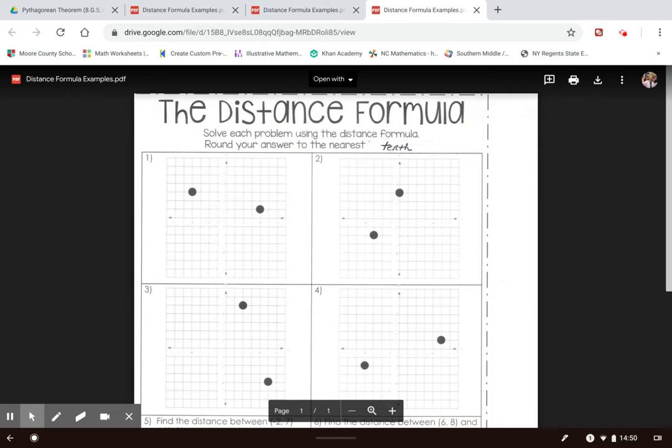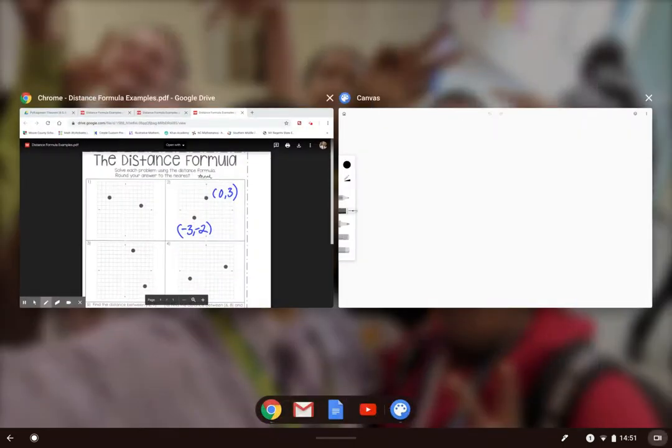All right, so let's get started today with how we find the distance between 2 points using the distance formula. Let's begin with labeling my ordered pairs. Let's look at number 2. I have 1 point that is at (0, 3), and I have another point that is at (-3, -2). What I'm going to do then is use the distance formula.